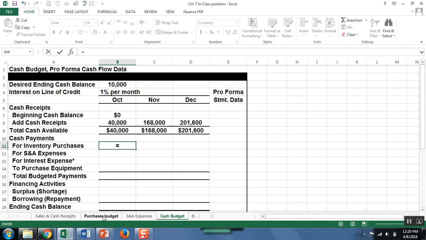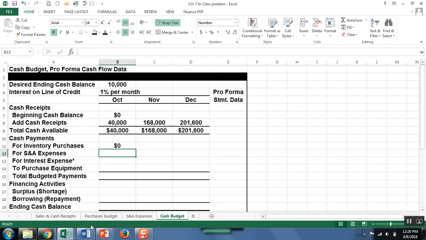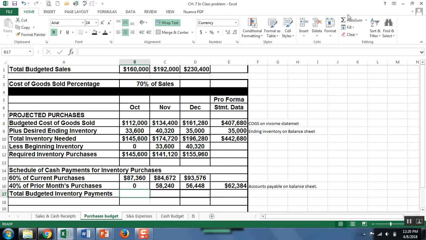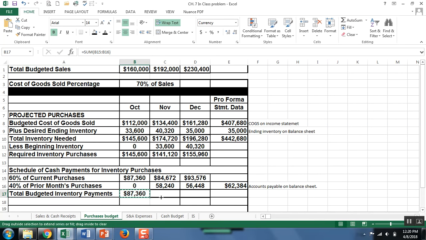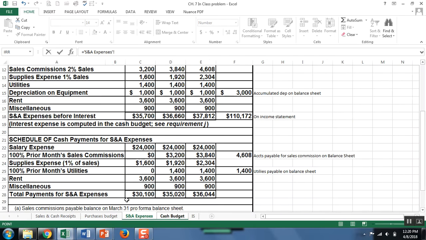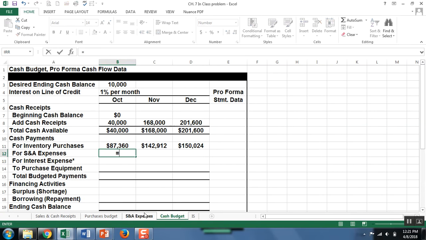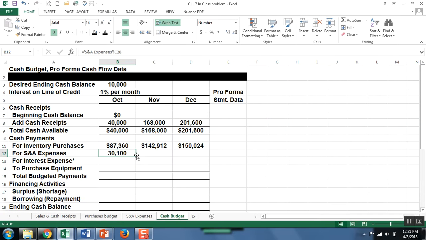For inventory purchases, we had cash payments. So here's our inventory payments that we forgot to sum up. So let's add those up. Oops. Not sure what happened there. All right, so let's put our payments in for inventory. Then we have payments for sales and admin, which comes from the schedule we put together. Here's our payments for sales and admin expenses.